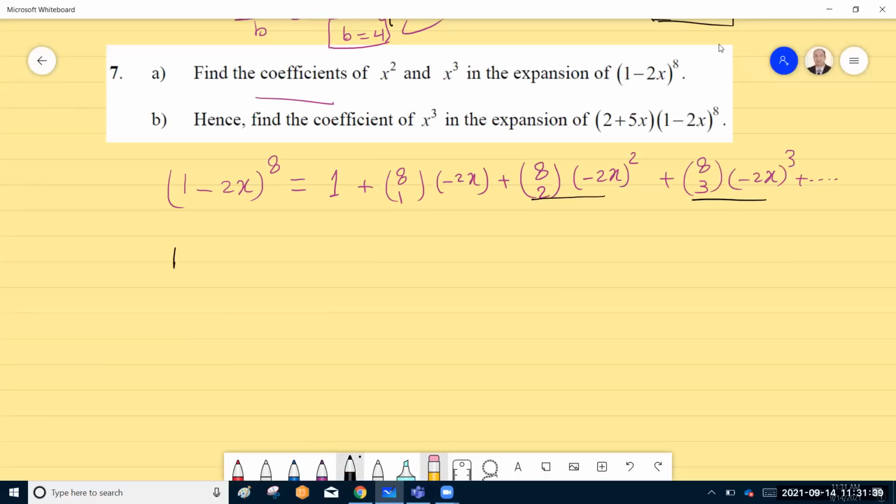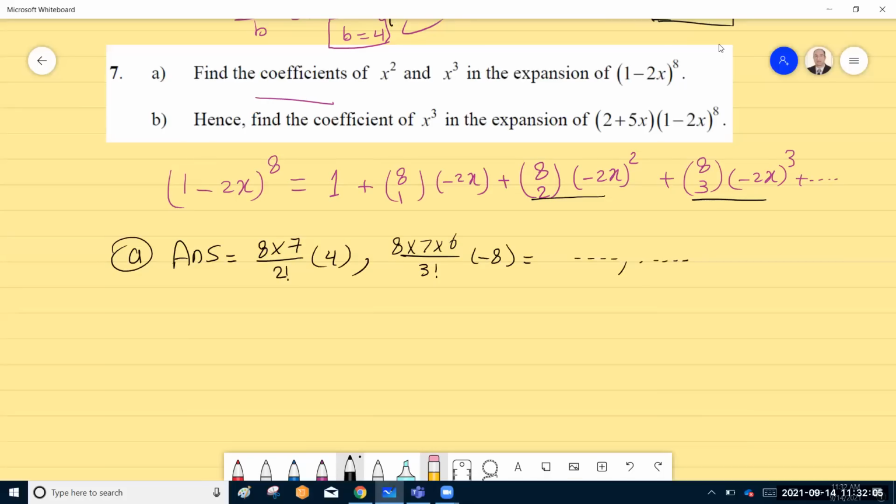So the answer, A, the coefficient of x squared, as you see, is 8c2, 8 times 7 over 2 factorial, times 4, this one. And the coefficient of x cubed is 8c3, 8 times 7 times 6 over 3 factorial, into negative 8. Thank you. Calculate this one and get the right answer. Very simple. Okay. B, find the coefficient of x cubed in the expansion of this one.